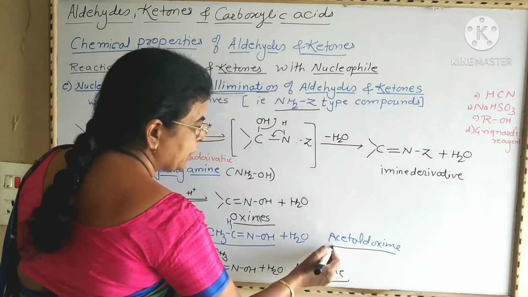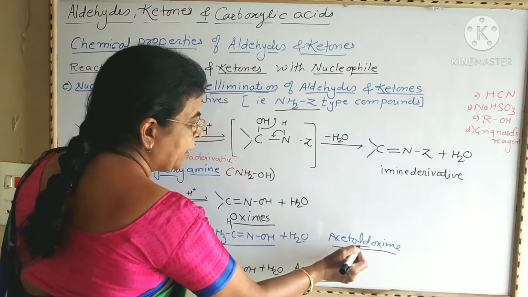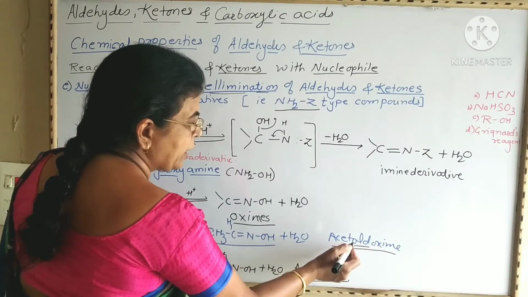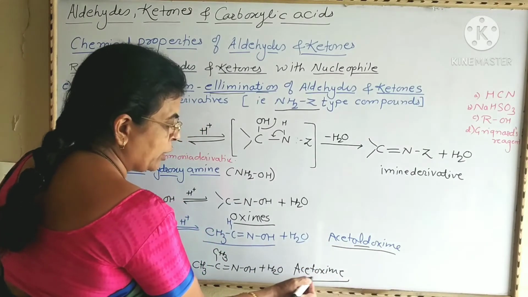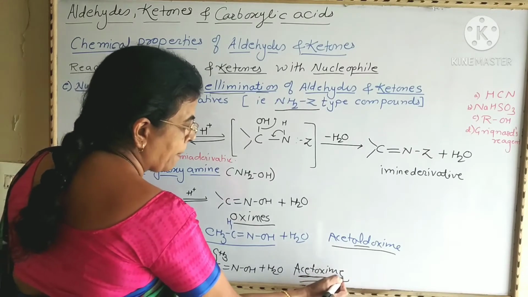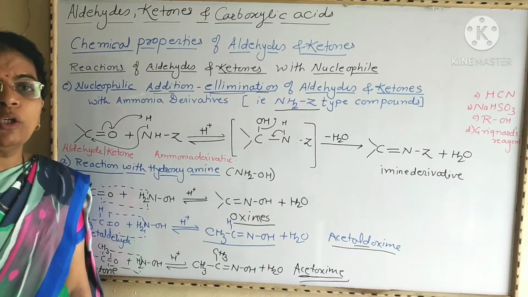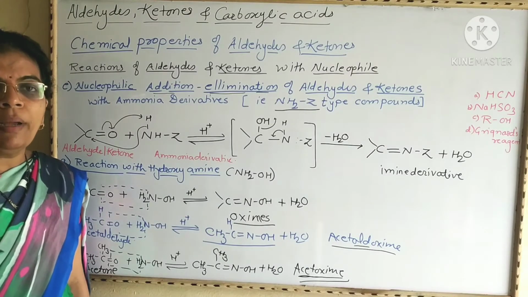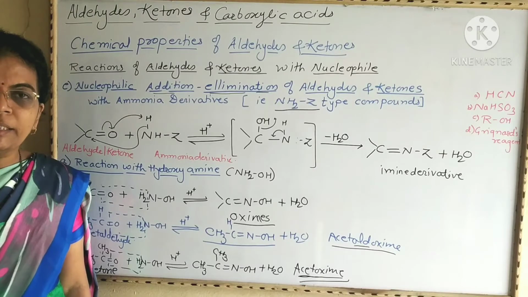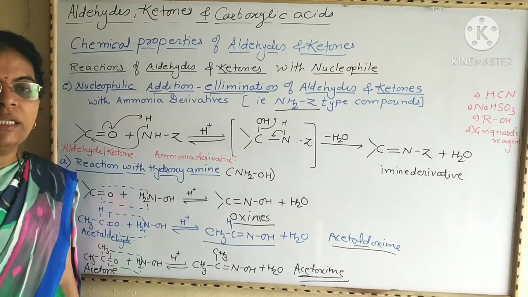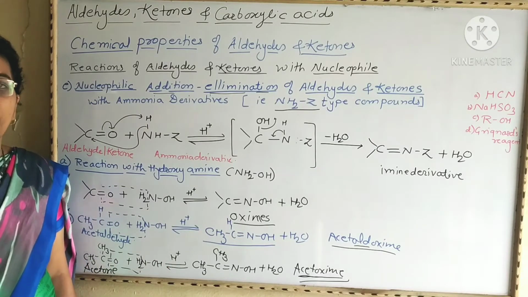Now see the difference between these names. Acetaldoxime is formed from this aldehyde, acetaldehyde. Therefore, the name of this compound is acetaldoxime. And this acetoxime is obtained from acetone. Therefore, the name is acetoxime. In this way, aldehydes and ketones when they react with hydroxylamine give the corresponding oxime, either acetaldoxime from acetaldehyde or acetoxime from acetone. Now this reaction is a reversible reaction.